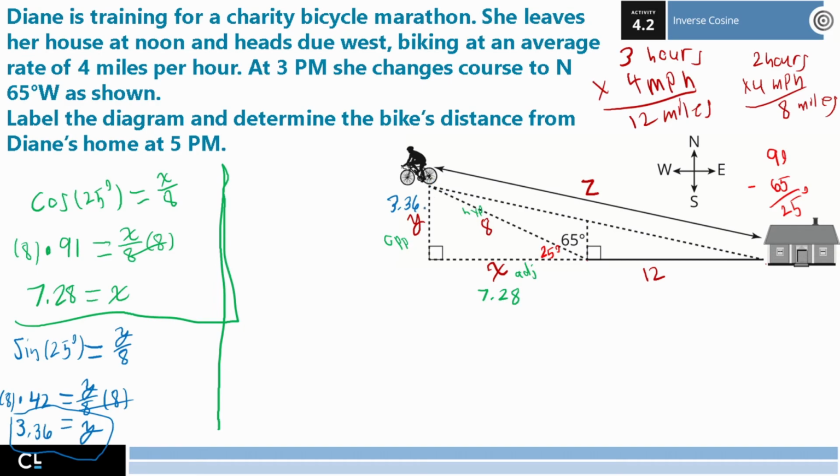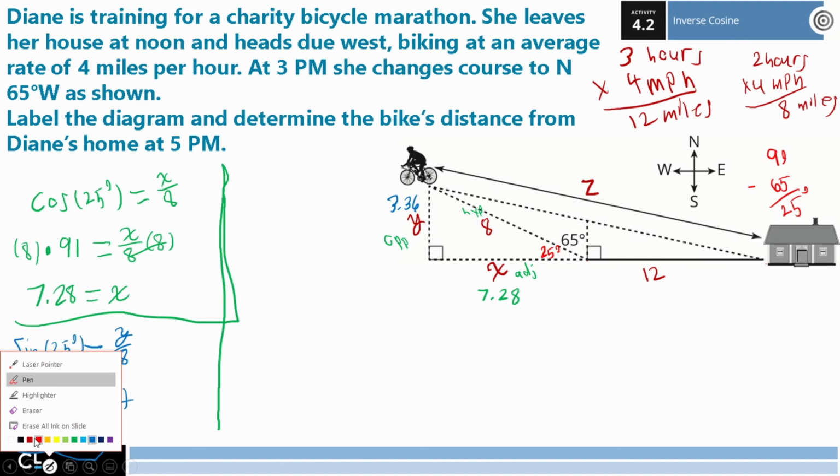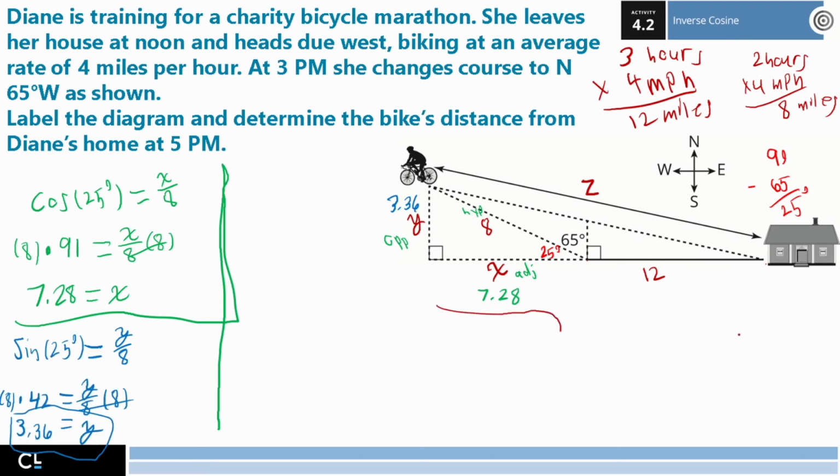Now what we could do is, if we notice, we have one big right triangle on the outside of this whole diagram, where my height is 3.36 and my base is 7.28 plus 12. So let's find the value of that base real quick. Really just these chunks together. On my calculator, we say 12 plus 7.28, and it's giving me 19.28.